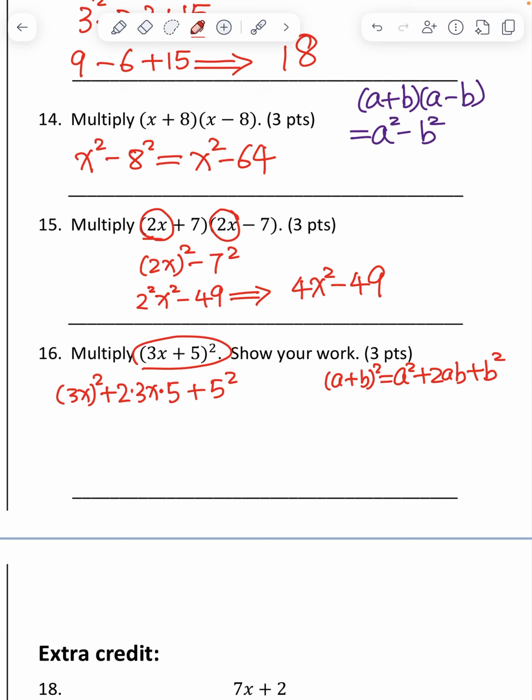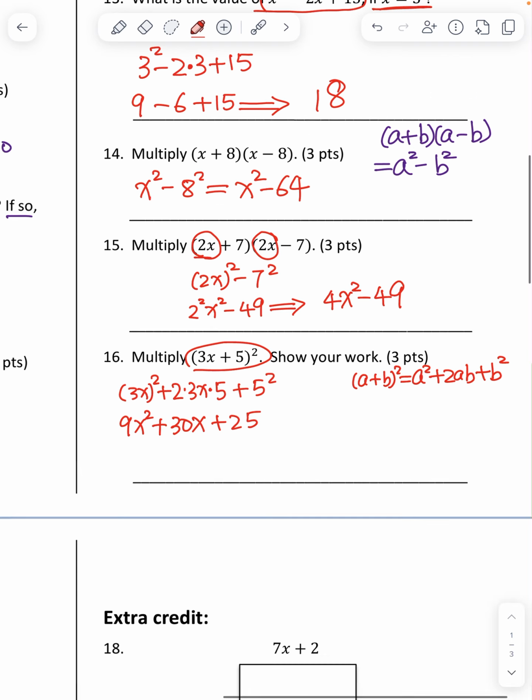So (3x) squared is just 9x squared, plus 2 times 3, that's 6, 6 times 5, that's 30. Right? 30x, and don't forget the x, and then plus 25. 5 squared is 25. So that's it. We are done for number 16.